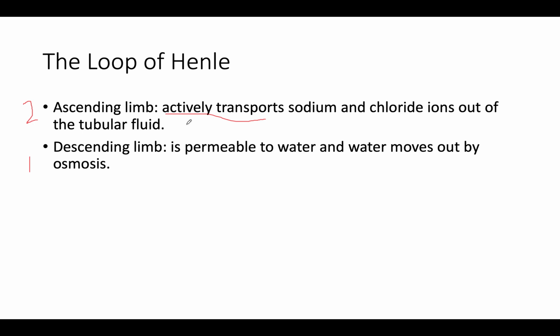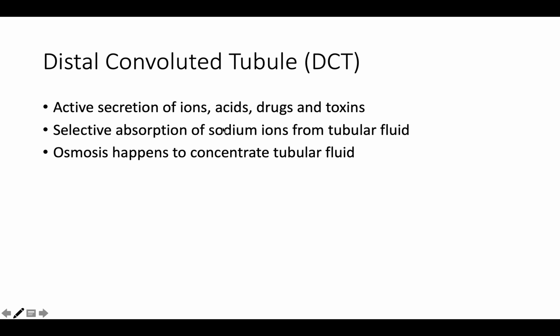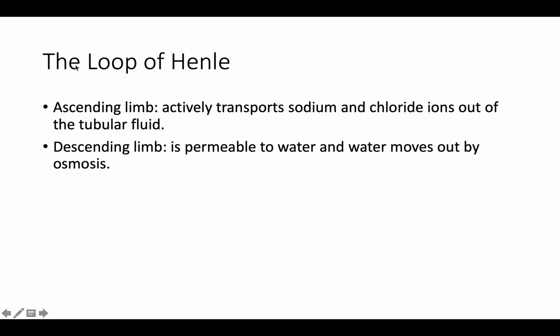So you also have to get rid of the salt, and that's what happens here in the ascending limb through active transport. It's going to get rid of the salt, so that the water doesn't go back in and you're not losing too much water. To sum this up: descending, first get rid of the water; ascending, get rid of salt.